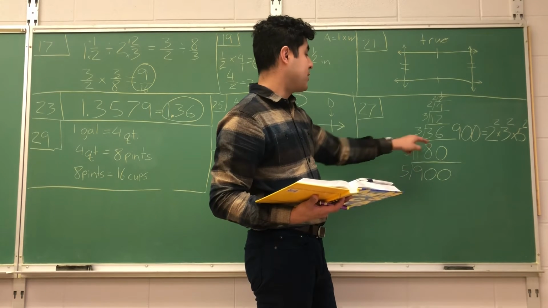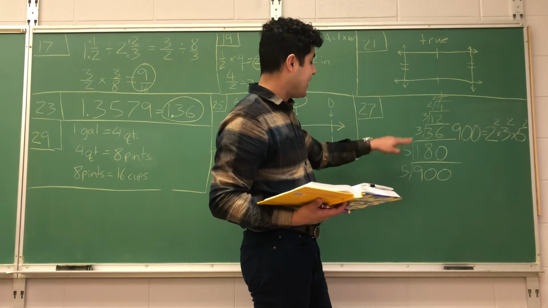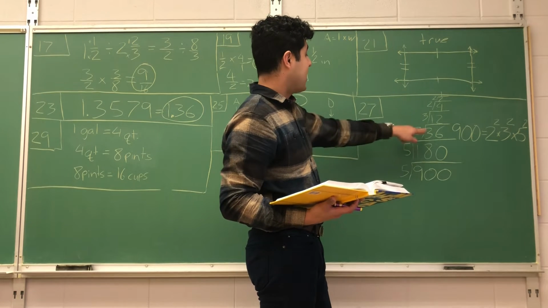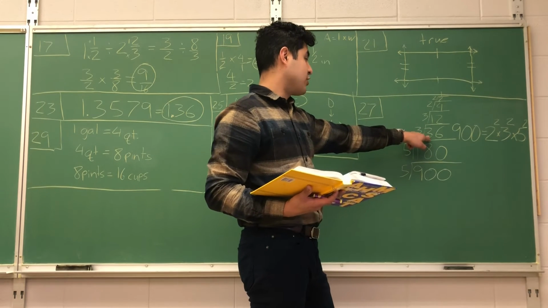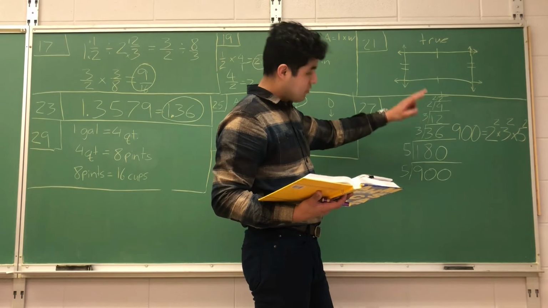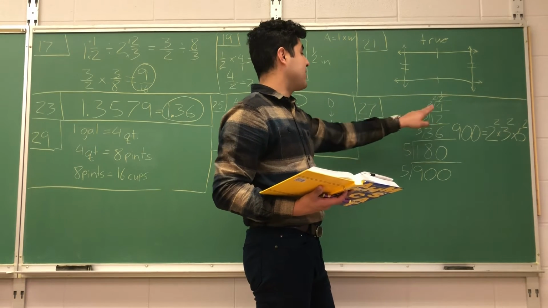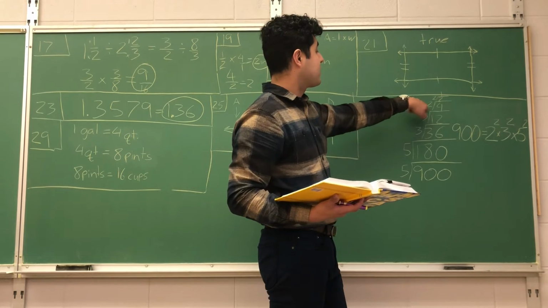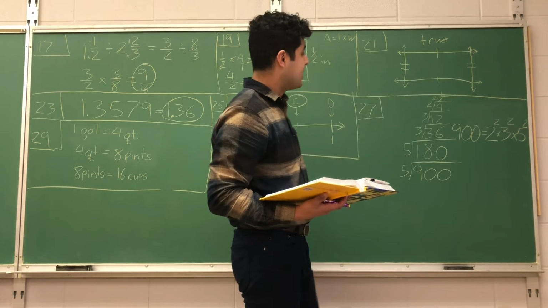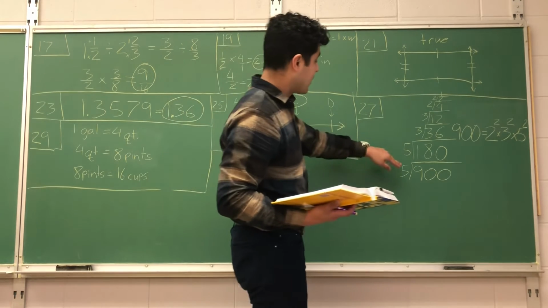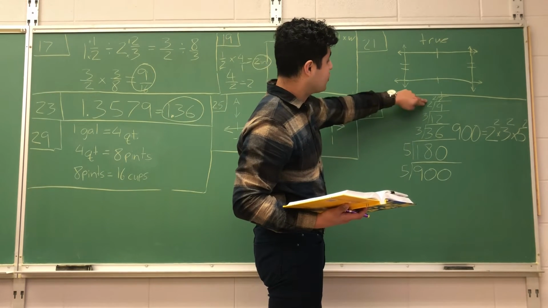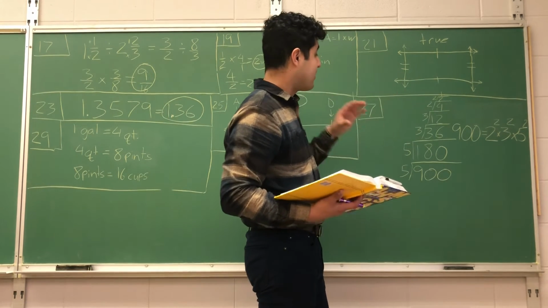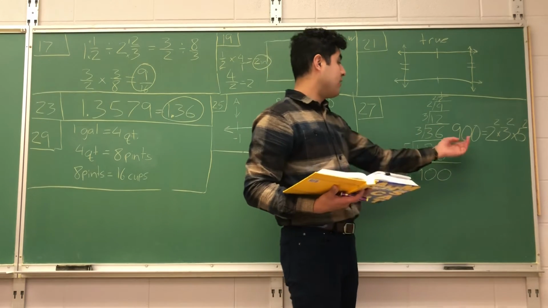The smallest prime number that goes evenly into 180 is 5. And then the smallest prime number that goes into 36 evenly is 3. Smallest prime number that goes into 12 evenly is 3. Smallest prime number that goes into 4 evenly is 2. And the smallest prime number that goes evenly into 2 is 2. So now we have 5, 5, 3, 3, 2, 2. And that's the prime factorization of 900.